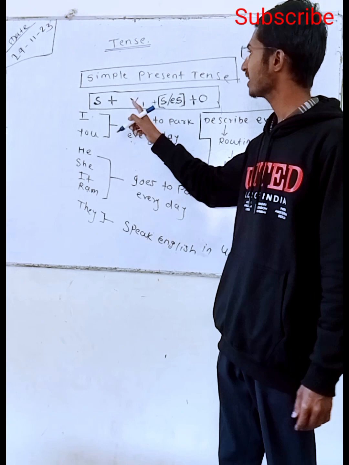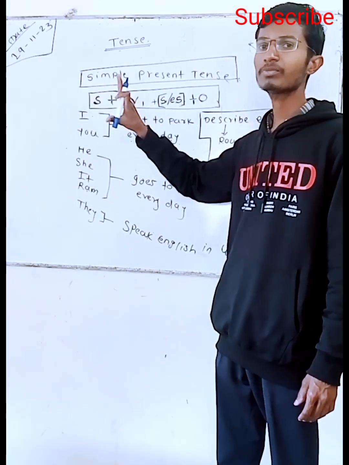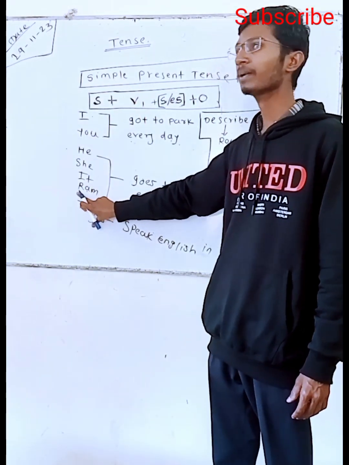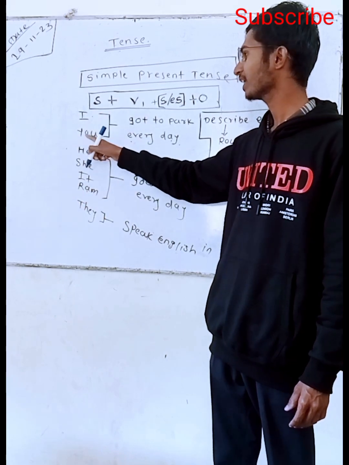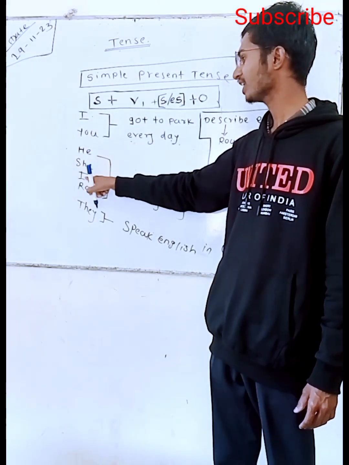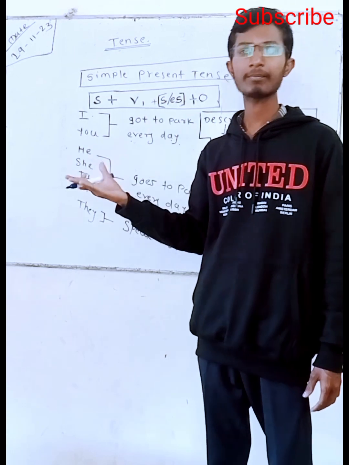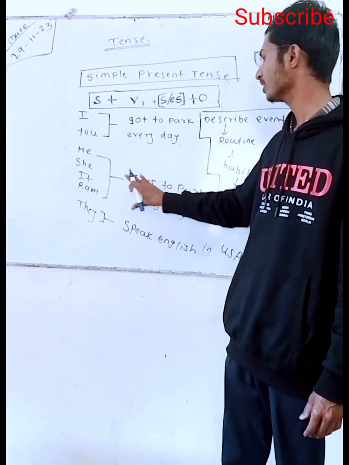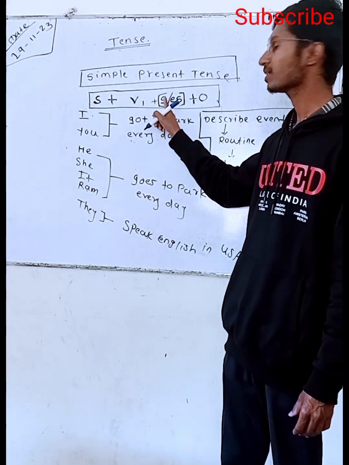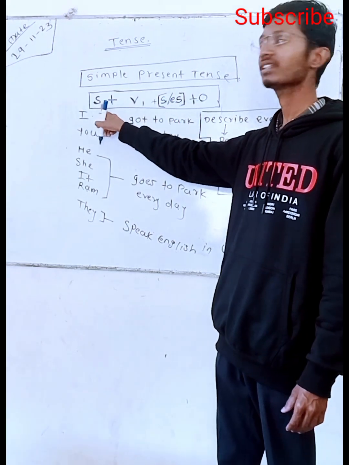In the simple present tense, the first part is the subject. Subject means all of these: I, you, he, she, it, and Ram. Ram is a name. They represent the ones who go, and so on. First, this is the subject.